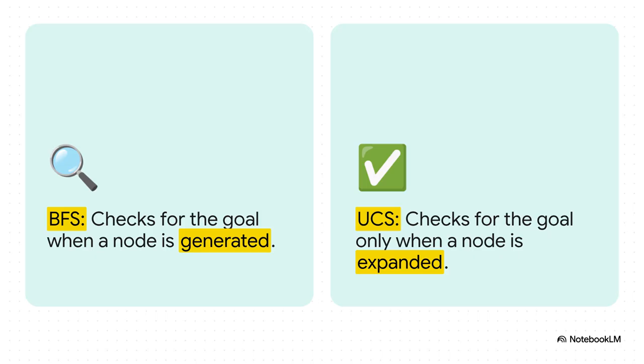Think about BFS again. The moment it generates a goal node, the second it sees it's a possibility, it shouts, I'm done, and stops. UCS is more patient. It only bothers to check if a node is the goal when it pulls it off the frontier for expansion. And remember, that only happens when that node is the absolute cheapest path found so far. By waiting until that moment, it guarantees that no other, cheaper path could still be lurking out there.